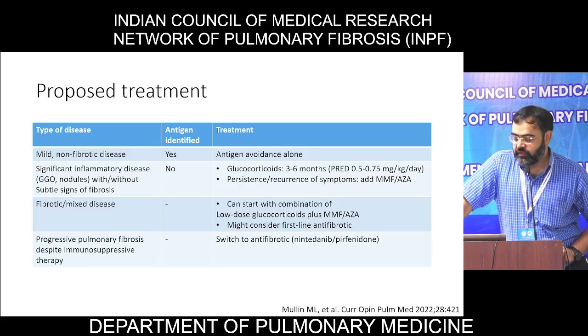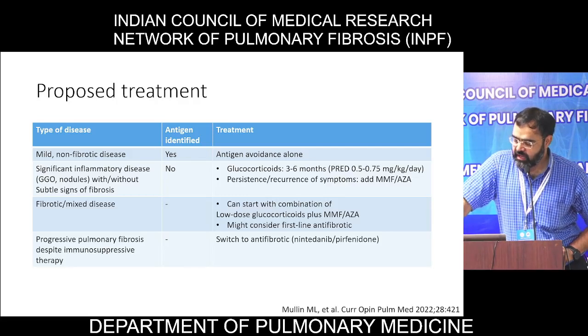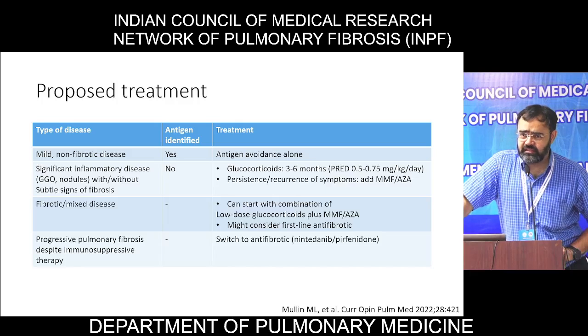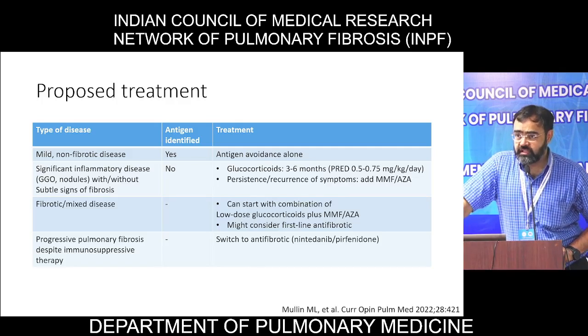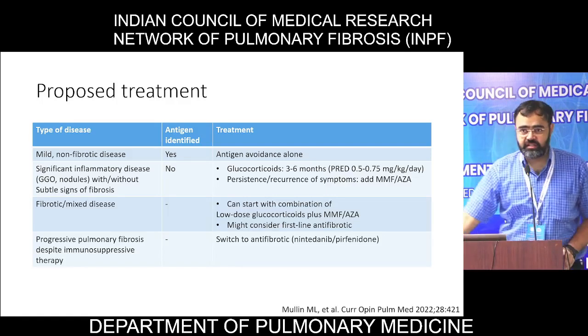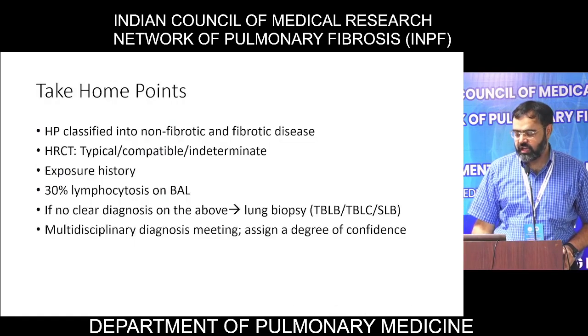If there is significant inflammatory disease, and especially if the antigen is not identified, go ahead with glucocorticoids for 3 to 6 months. And if there are persistent symptoms, go ahead with adding MMF or azathioprine. With fibrotic disease, you can start with lower doses of glucocorticoids because this disease will not respond much to immunosuppression. So using higher doses and causing more glucocorticoid related side effects is not a good idea. So you could just give low dose glucocorticoid with MMF or AZA. And if progressive fibrosis occurs, then you go ahead with an antifibrotic where nintedanib will be a preferred agent.